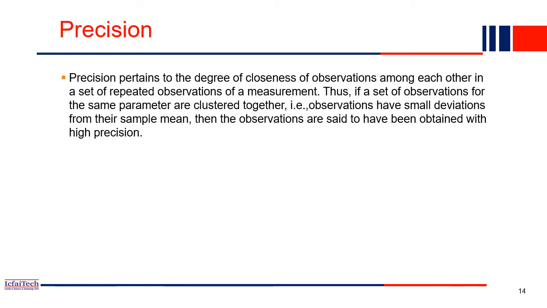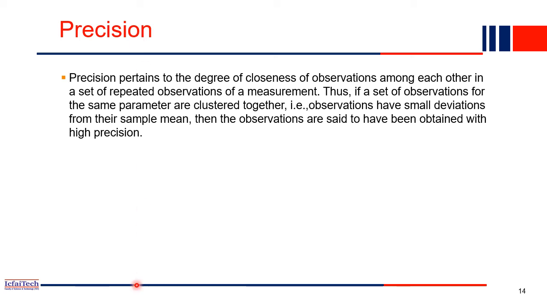So now the next important part is precision. As I mentioned, there are three quantities that we discussed earlier: accuracy, precision, and relative precision. From these three parameters we can tell the quality of the measurements, how much quality the measurement has. Accuracy we have already understood. Now precision pertains to the degree of closeness of the observations to each other in a set of repeated observations or measurements.